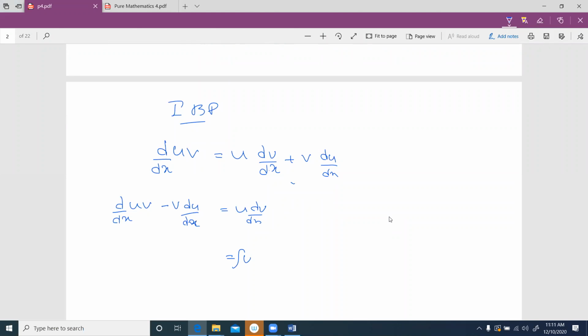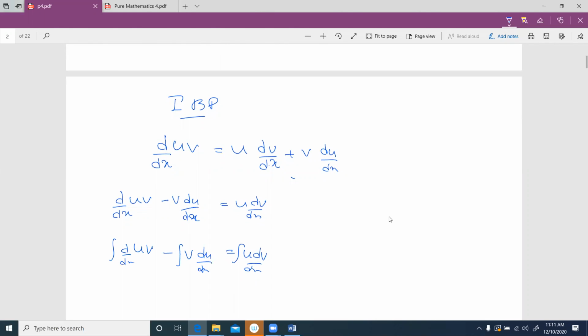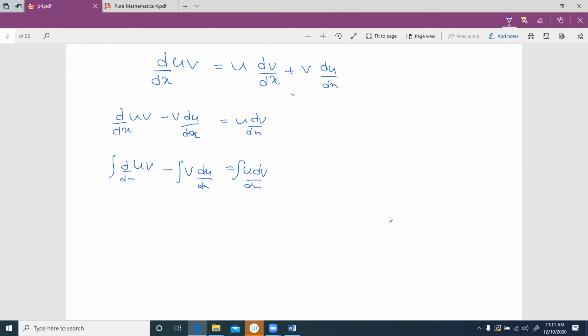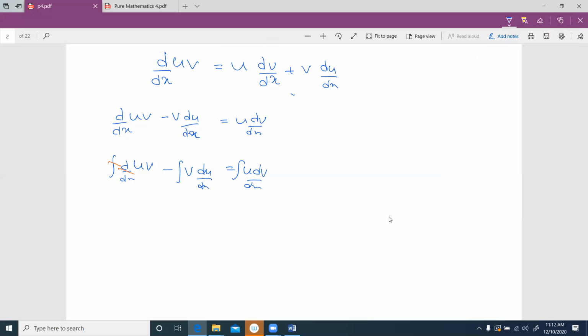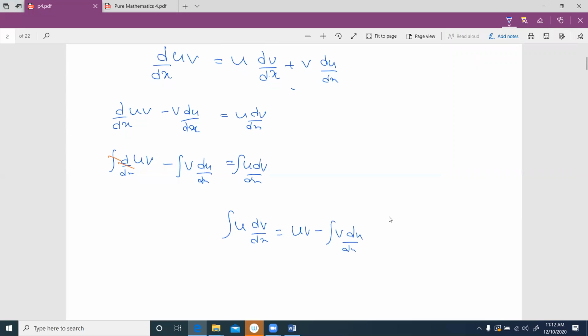Then I'll integrate both sides. Integration of u dv by dx is equal to integration of d by dx of uv minus integration of v du by dx. This function is differentiated and integrated, so you can cancel those, because you are doing the forward function and then its reverse. So the integration by parts formula is: integration of u dv by dx is equal to uv minus integration of v du by dx.